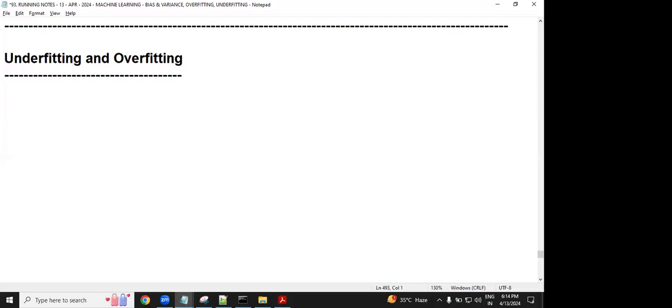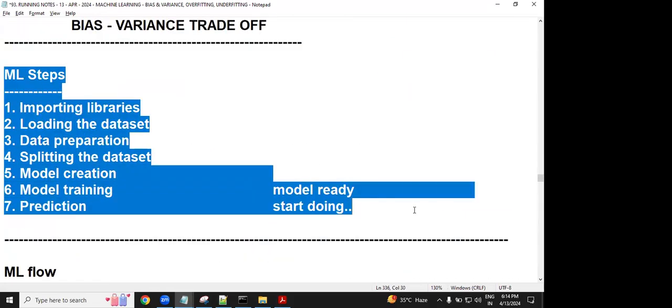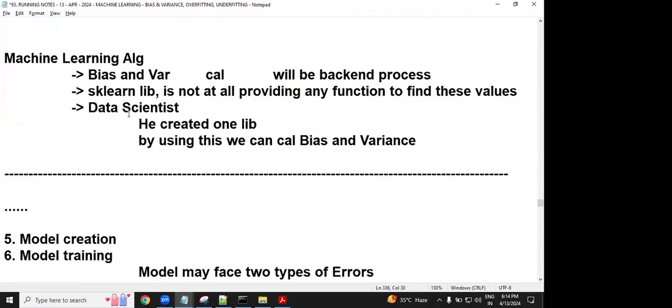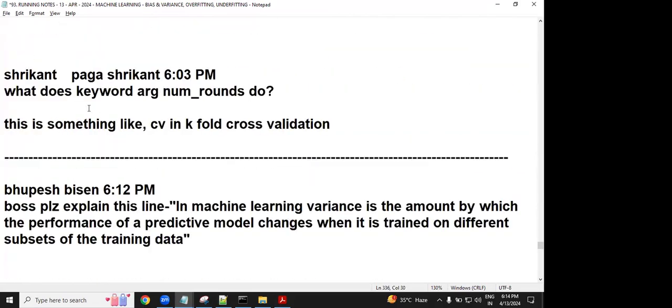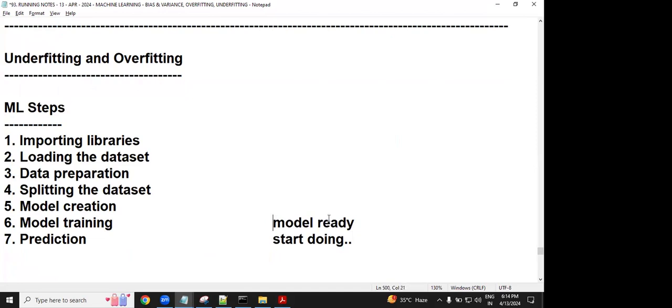Sir, what exactly do I need, the ML steps? I will do copy paste. We don't have time. Take these are all the steps, and look at this one. Please observe here.